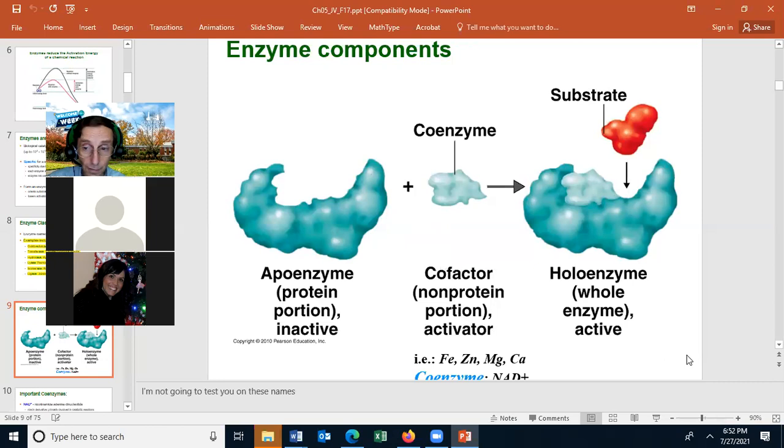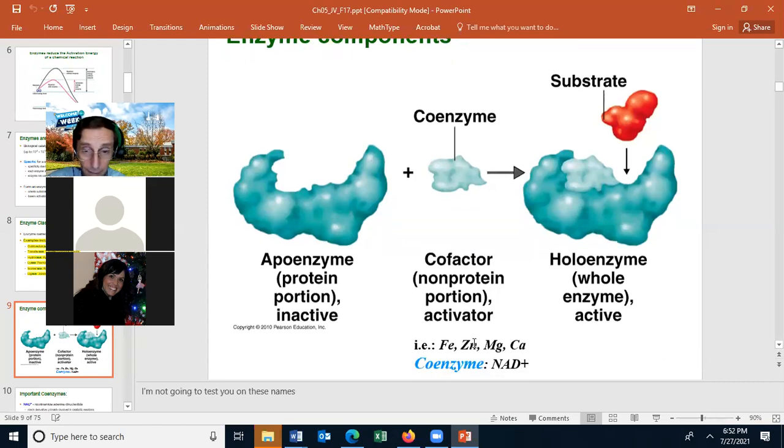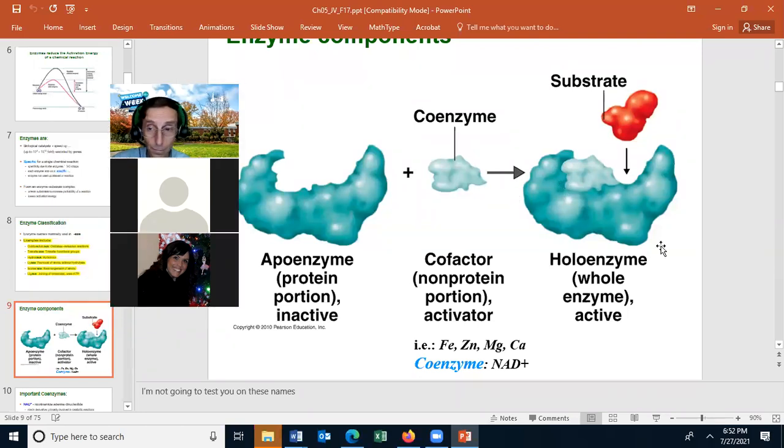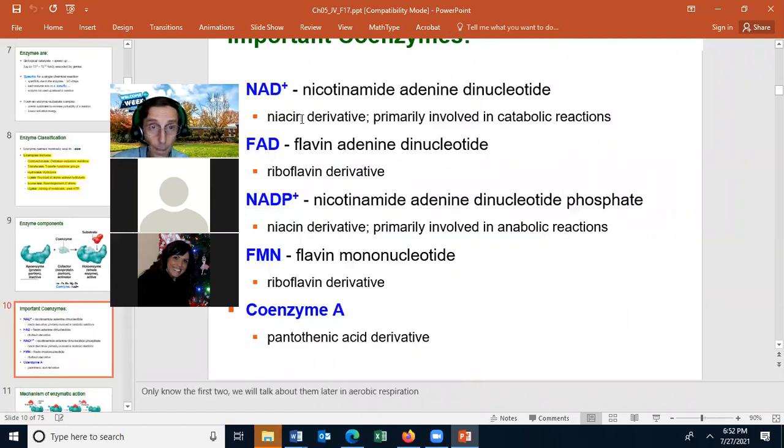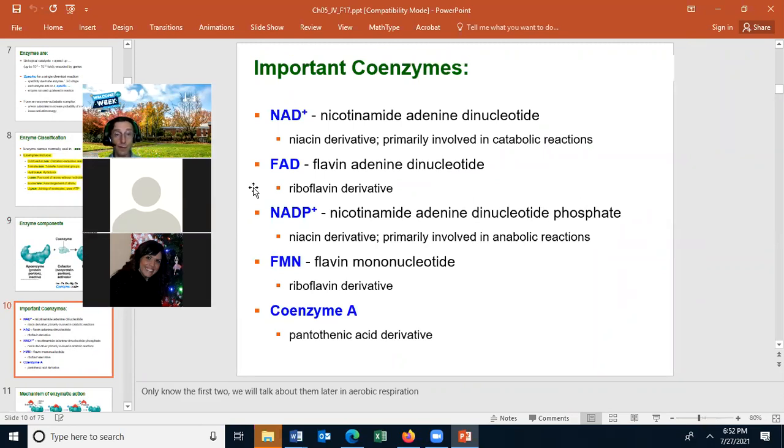A cofactor is simply an element like iron, zinc, or magnesium, which helps the enzyme function. A coenzyme, on the other hand, is a biological molecule which helps the enzyme function. There are a number of important coenzymes. You only need to know the first two in this table.